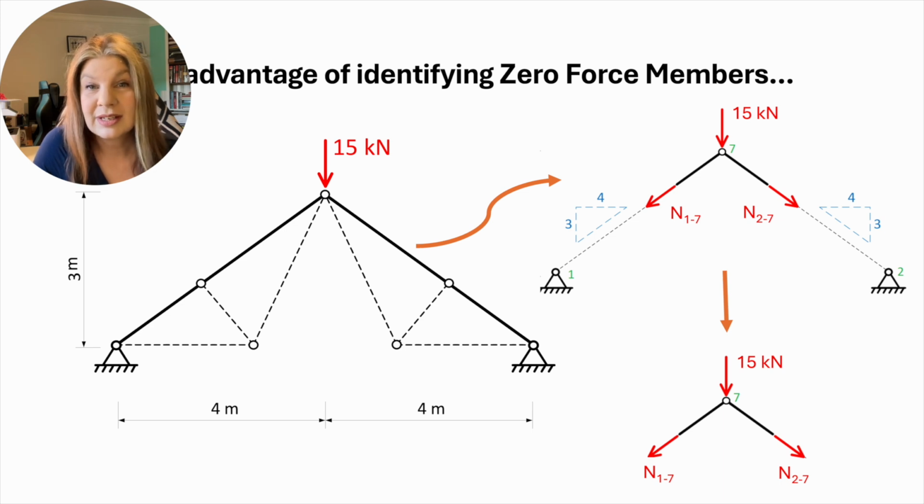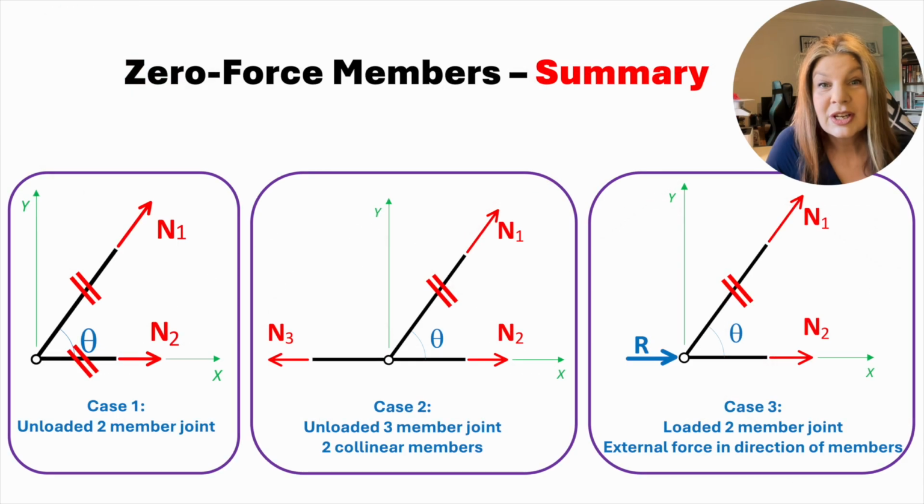So that was just an example of how this can really simplify your calculations. So just a last reminder here as we finish, these are the three cases. If you can identify them, those are zero force members and you do not need to calculate them. If you can't identify them, they will still come out as zero when you do your method of joints or method of sections. Okay, so they'll be zero in any case, but as you saw, if you can identify them, then you'll solve it even quicker. So just a reminder of the three cases.